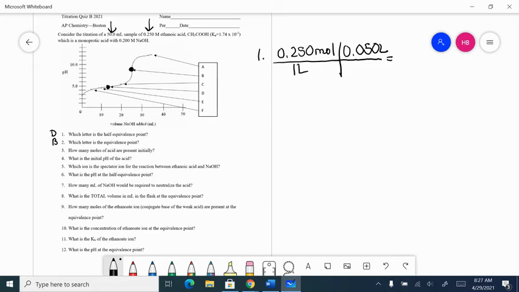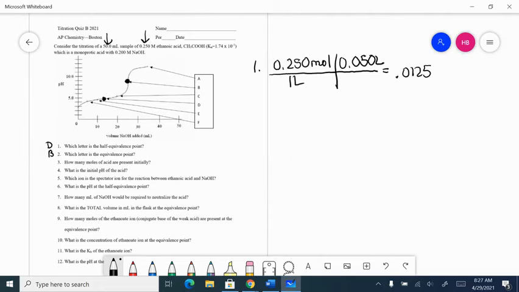So the answer for number 1 is 0.0125 moles. That's how many moles of weak acid are present initially. That's the answer to number 3, sorry. What's the initial pH of the acid? Remember, that's going to be Ka equals x squared over initial concentration, not the number of moles, because it comes from our ice chart, and ice chart always has concentrations.